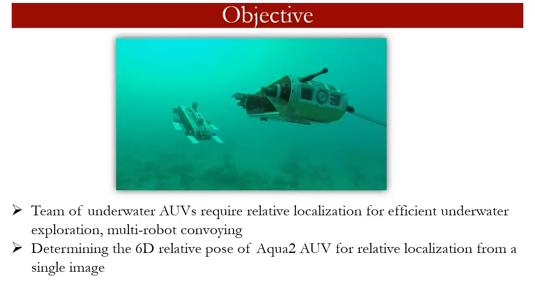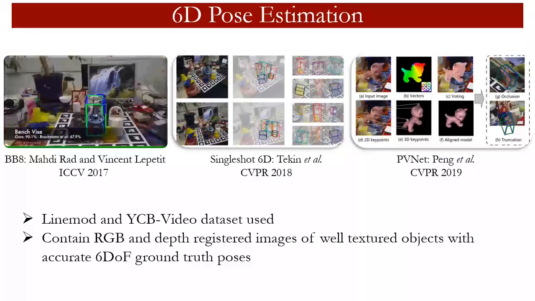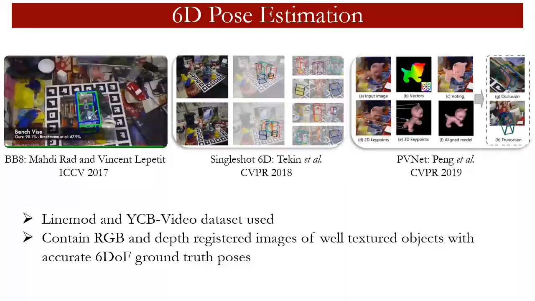Many applications, such as shipwreck mapping and coral reef monitoring with robots, require relative localization between them to efficiently accomplish the task in an environment that is GPS denied and communication constrained. This motivates our work on determining the 6D relative pose of Aqua 2 AUV for relative localization from a single image. Recently, deep learning-based techniques have gained popularity for 6D pose estimation.